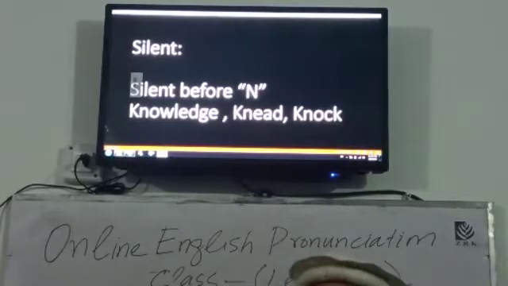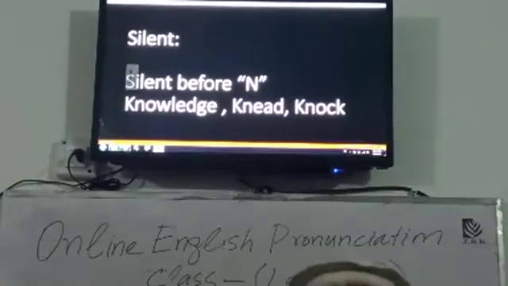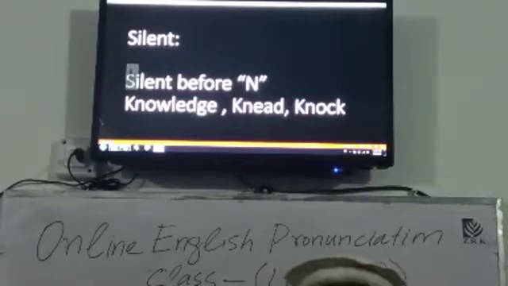In this word, K comes before N, so that's why K is silent. We will discuss it later on when we talk about na sound, in sound. So then we would discuss this point again, because it is related to that as well. So this was K.